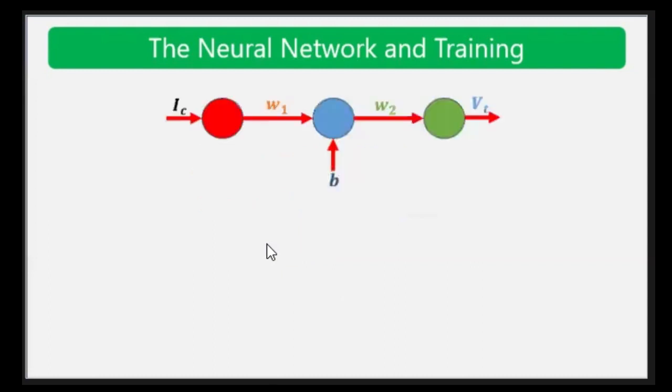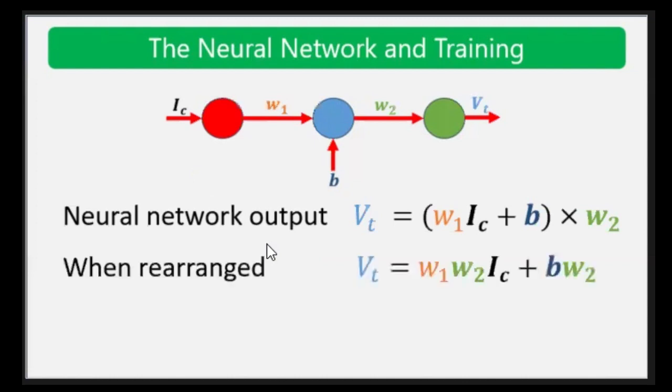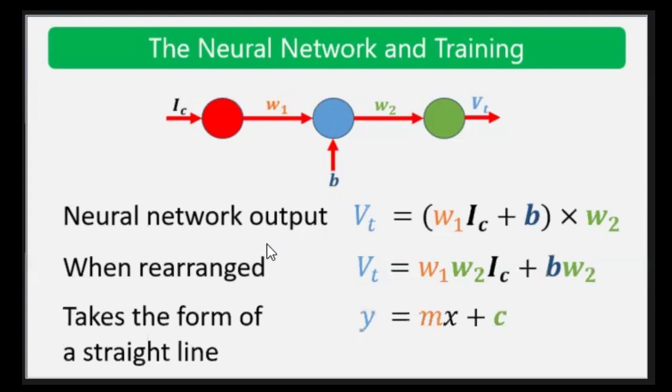Now that output is multiplied by W2, right? That output is going to be multiplied by W2. So if you do that, (IC into W1 plus B) whole into W2 is equal to the output. Am I right? So now the output is equal to W1 W2 into IC plus B into W2. Is this equation correct? Yeah. So now if you take this one, this is more or less equal to mx plus c, right? It's a form of a straight line.